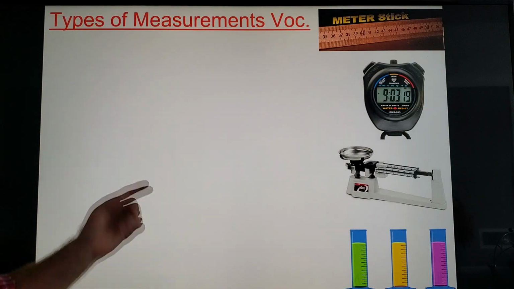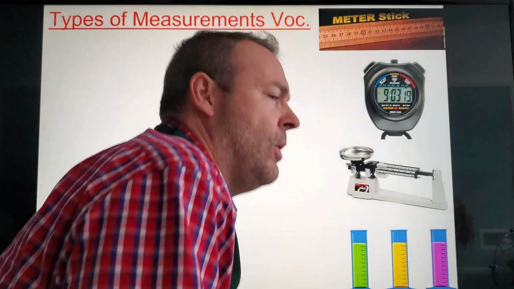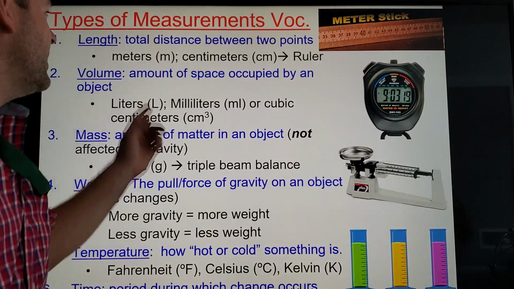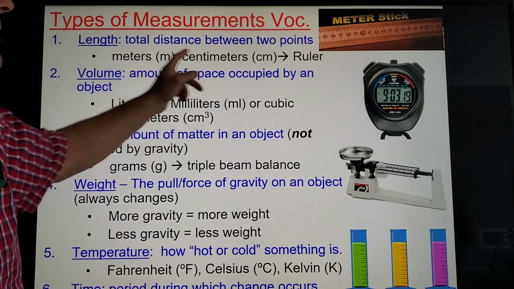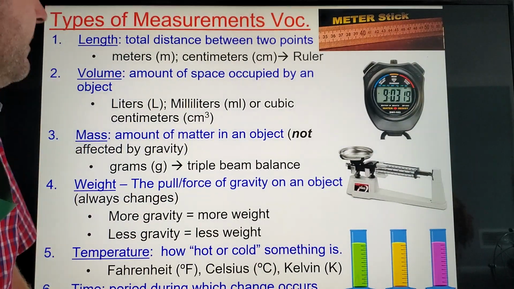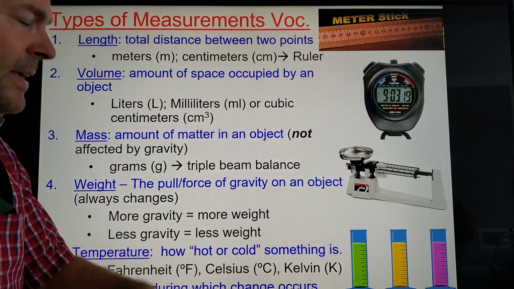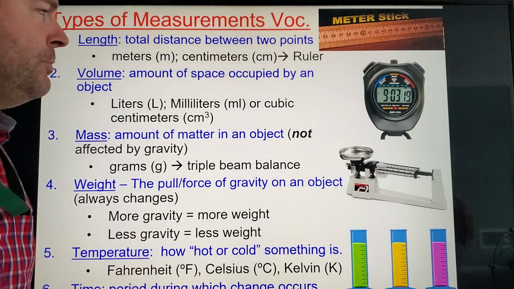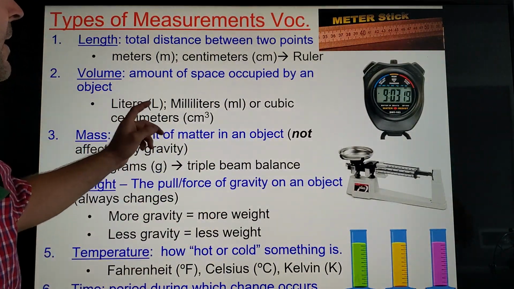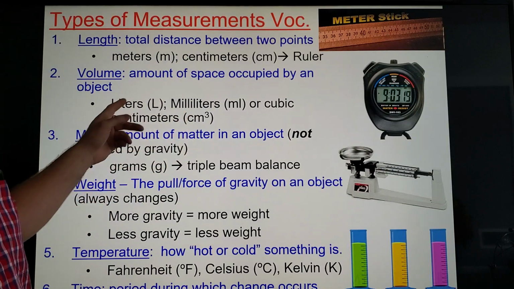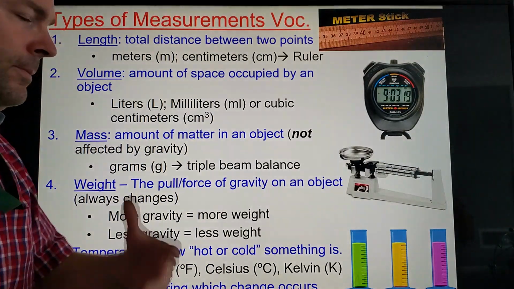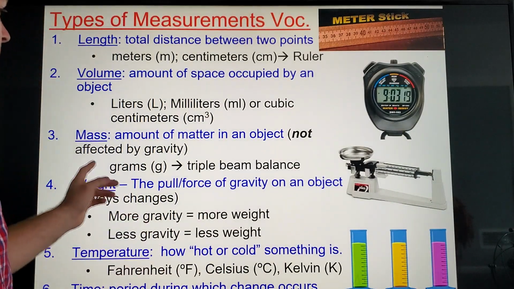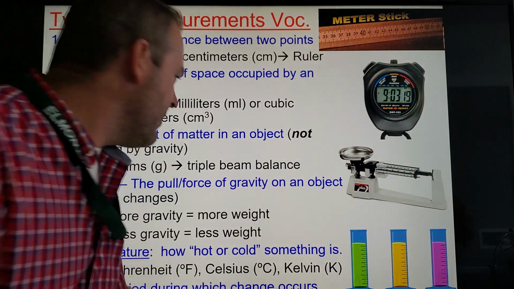Okay. Types of measurements, you know them well. So here's the list. Length, right, is a distance between 2 points. Usually meters and centimeters for the metric system. Volume is the amount of space an object occupies, and there are 2 units as well, right? It could be in cubic centimeters or liters or milliliters. They're all interchangeable.